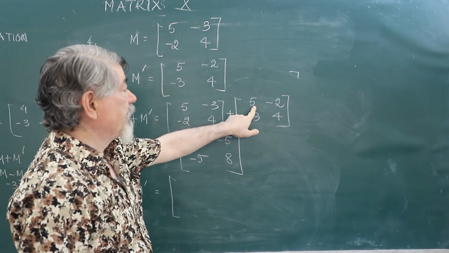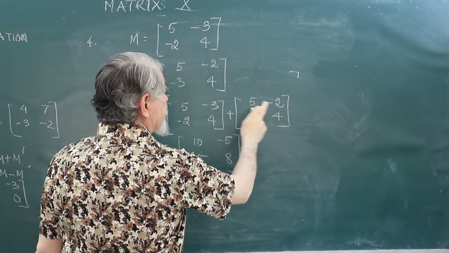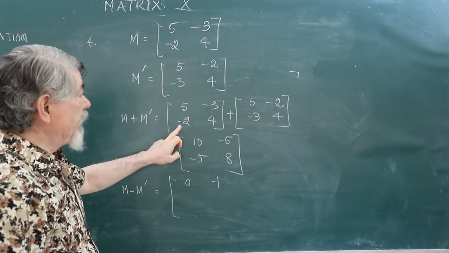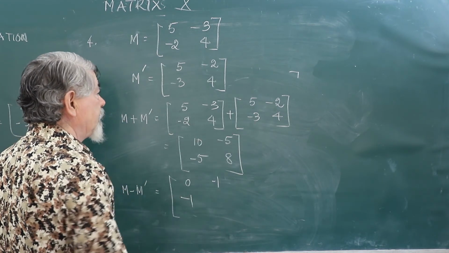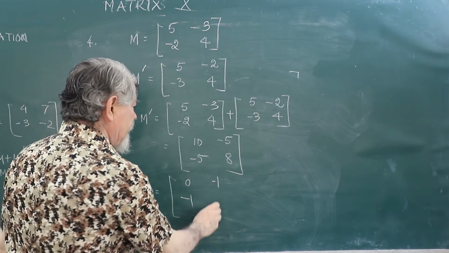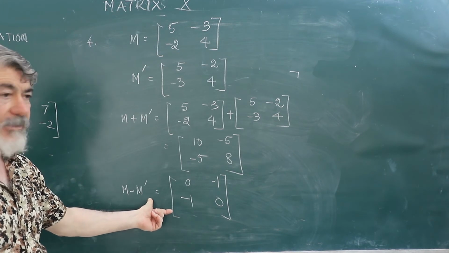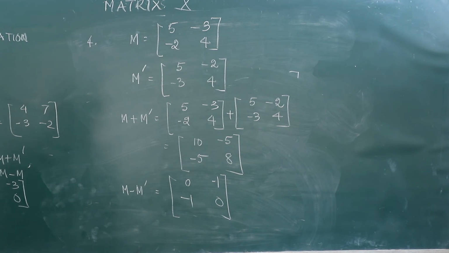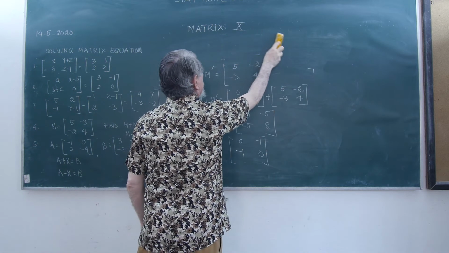From 5 you subtract 5, you get 0. From minus 3 minus 2 means minus 3 plus 2, that is minus 1. Minus 2 plus 3 again, minus 1 you will get. And 4 minus 4 will be 0. So you get M minus M dash as this, and M plus M dash is this. Now let us see the fifth question.